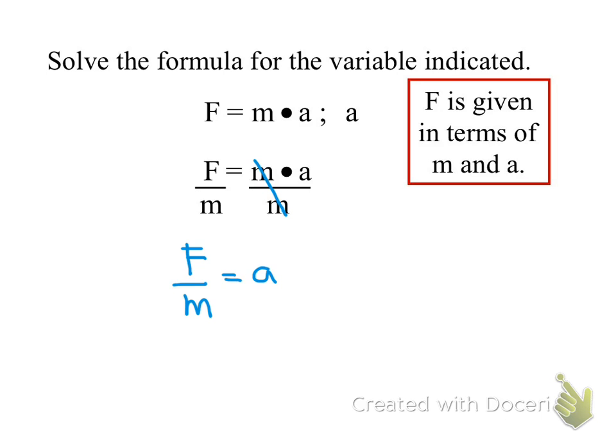Okay, now, originally, F was given to us in terms of M and A. What they want is A given in terms of F and M. And so how I do that is I just switch it around. A is now given in terms of F and M. This is just the way they may phrase things.